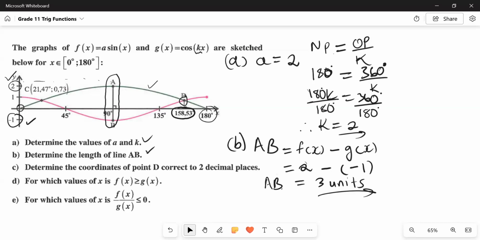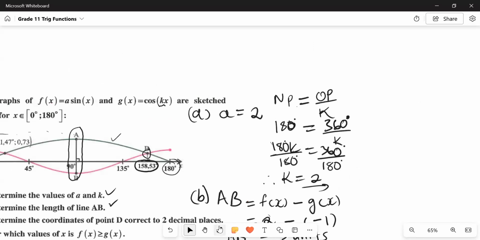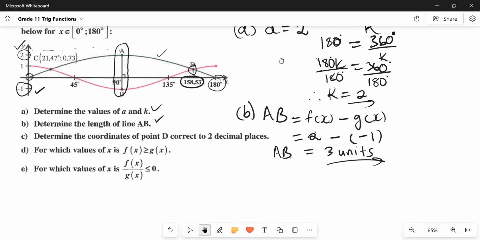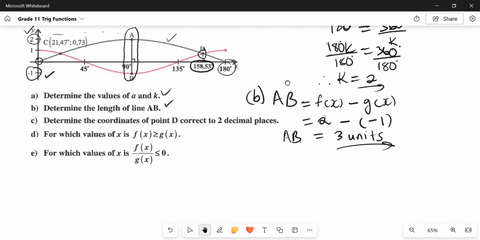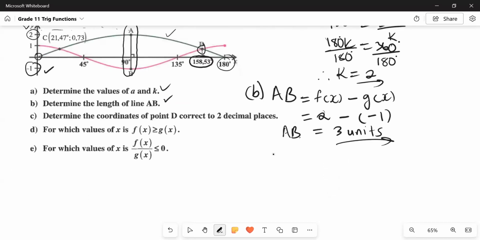But since this is the point of intersection, which means the graphs are equal, which means f of x equals g of x. So we can use either of the graphs. So I'm comfortable in using the graph of f. I'd rather use the graph of f, right? So let's try and use the graph of f. So now f of x, we have your 2 sine x, right?